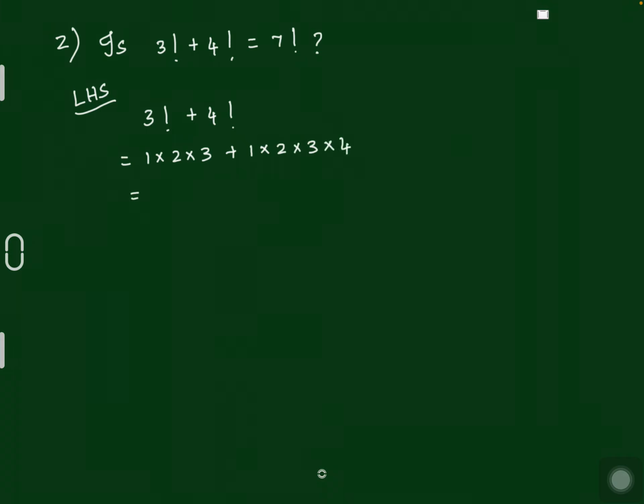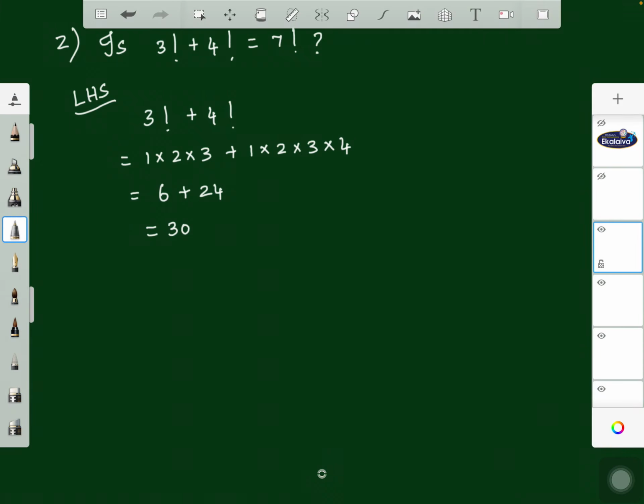So what is 1 into 2 into 3? It is 6, plus 6 4s are 24. So when you add 6 plus 24, what do you get? You get 30.